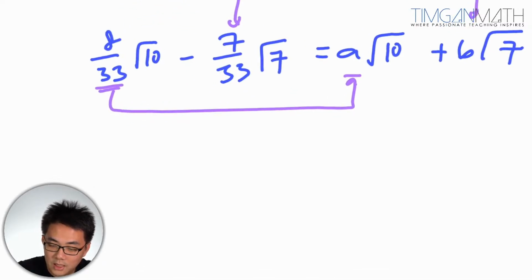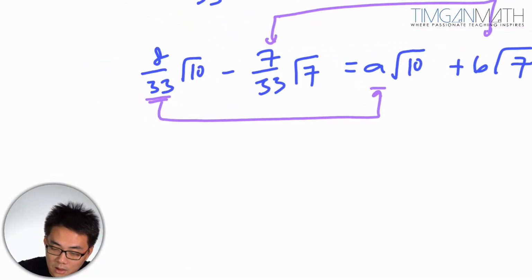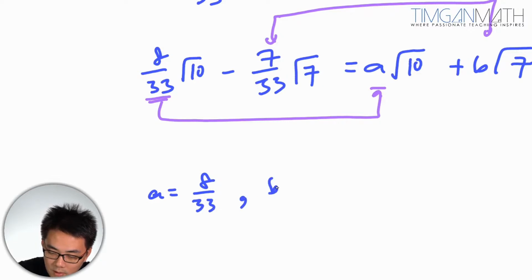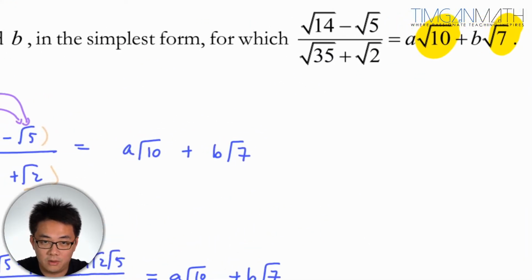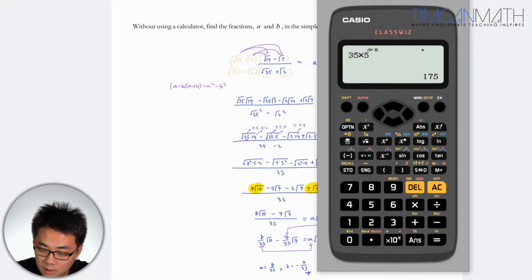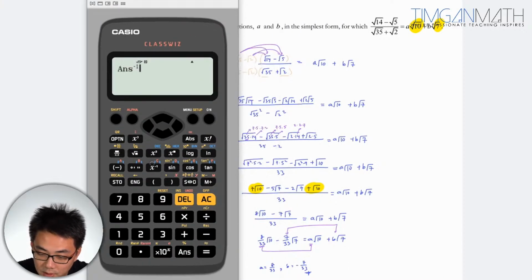In this case, what we're going to get is A equals 8 over 33, B equals negative 7 over 33. So what we're going to do is just key into the calculator and see whether I get the answer. I'm going to key in the one on the left first. The reason I tell you to check answers is that I want to check my answers myself, because from there you can tell whether something went wrong or not.